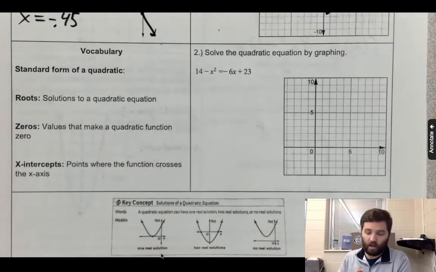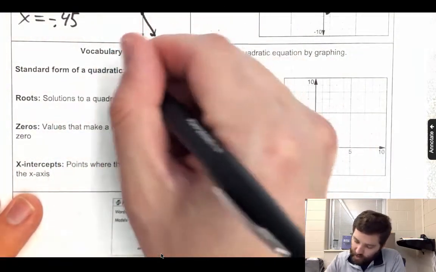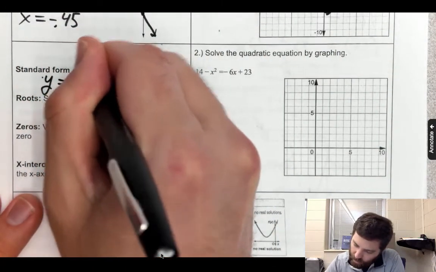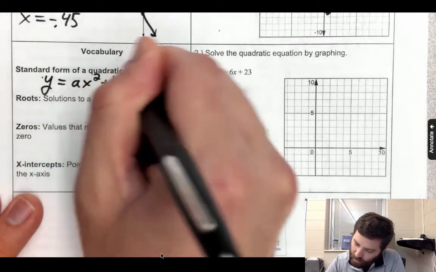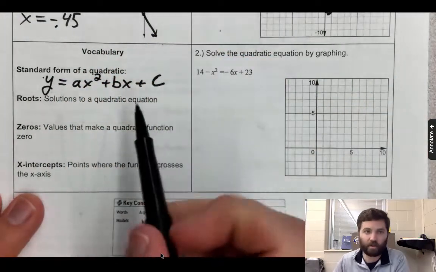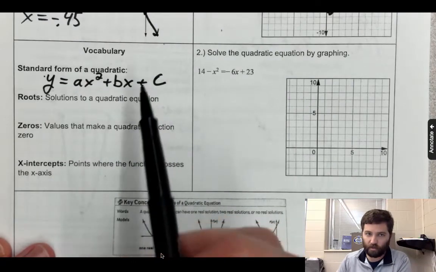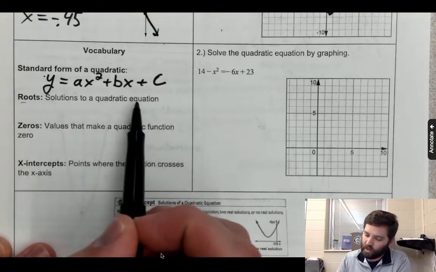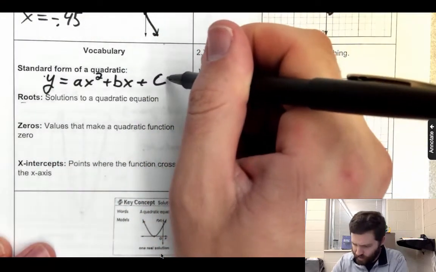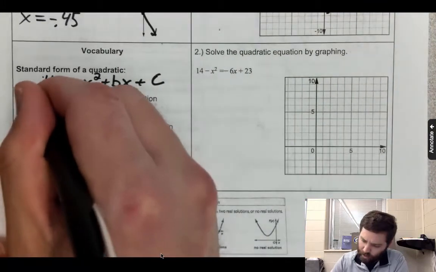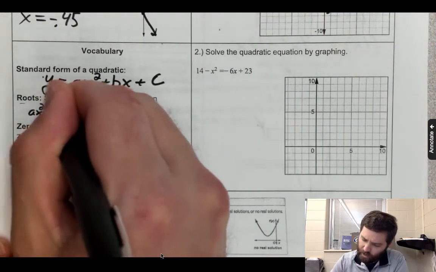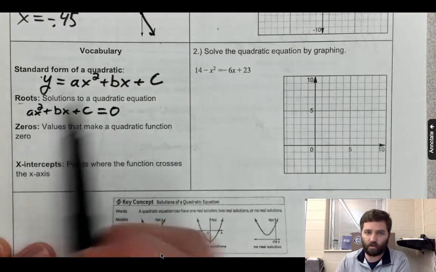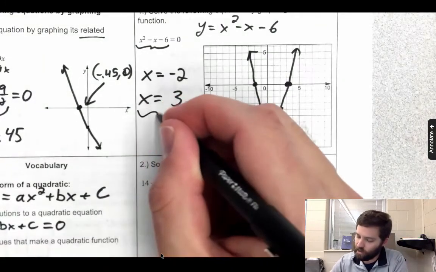Let me give you the standard form of a quadratic. It is this: y equals ax squared plus bx plus c. We may have even talked about this yesterday. So this is the standard form of a quadratic. Given that, roots are the solutions to a quadratic equation. So if it was set equal to 0, in the form ax squared plus bx plus c equals 0, then the roots are the solutions to a quadratic equation. We found the roots to this equation.